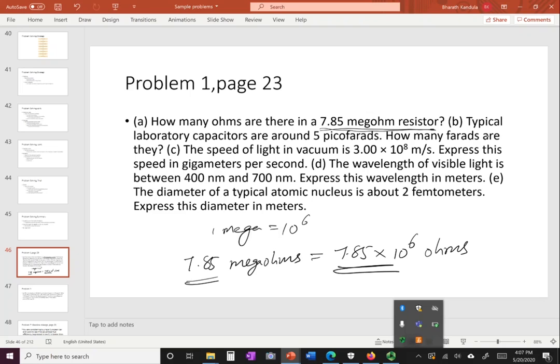Next one, typically laboratory capacitors are around 5 picofarads. How many farads are there? How many farads means you just need to convert the pico, which is a prefix, into the number. So this is 5 times 10 to the power pico, which is 10 to the power negative 12 farads. Understand? So this is 5 times 10 to the power negative 12 farads.